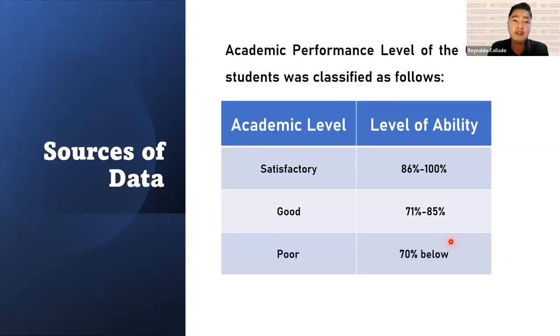Since I have assigned them into 3 levels, I have divided the levels of ability in the following measurements. For the poor level, 70% and below, since the passing grade in the Philippines is 75%, I could consider this as poor level. And then for good level, 71% to 85%, and 86 and above is already satisfactory level.